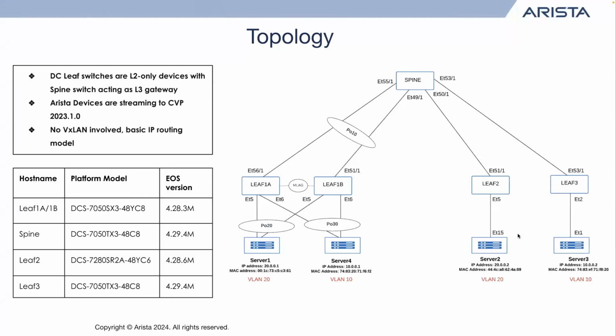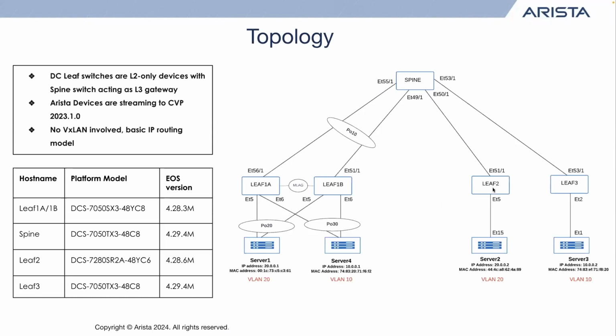Now, in today's topology diagram, we'll be making use of a spine-leaf topology, where we have three sets of leaf switches. Leaf 1A and Leaf 1B, which are in MLAG, have Server 1, which is in VLAN 20, having an IP address of 20.0.0.1 and a MAC address ending with C361 behind port channel 20. Then we have Server 4 in VLAN 10, having an IP address of 10.0.0.1 and a MAC address of F6F2 behind port channel 30.